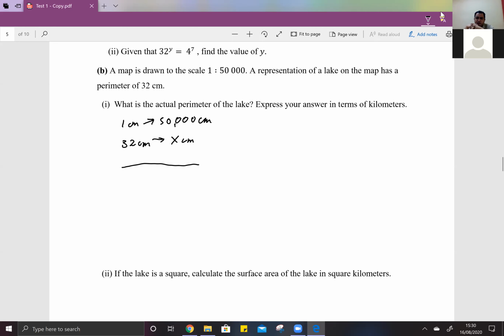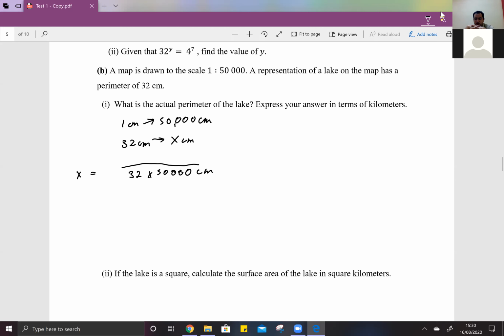Good. Then next we could just cross multiply. 1 times X, it is X, equals 32 times 50,000. Actually, the unit is centimeter, so can you just write X on the left-hand side? You don't have to write centimeter. X equals, if you cross multiply 1 times X, X, right? That's on the left-hand side. So X equals 32 times 50,000.